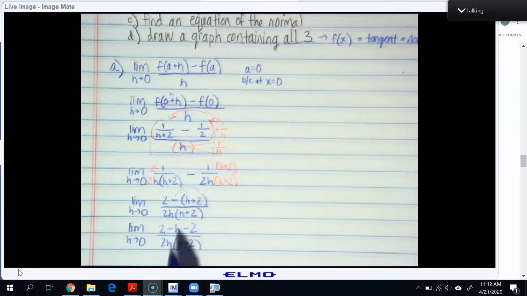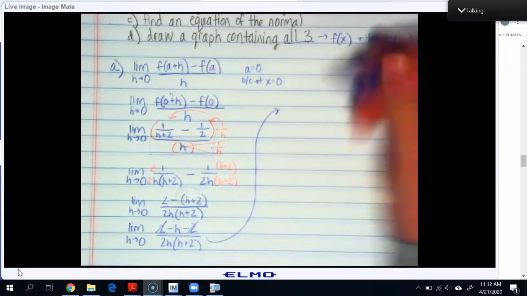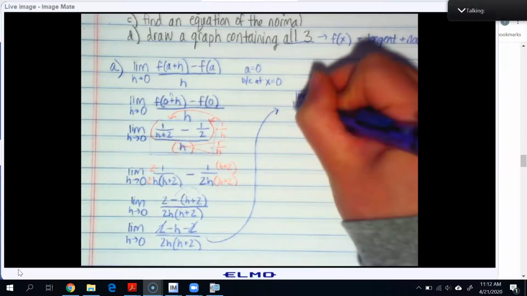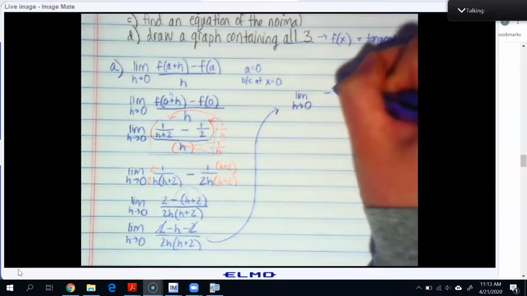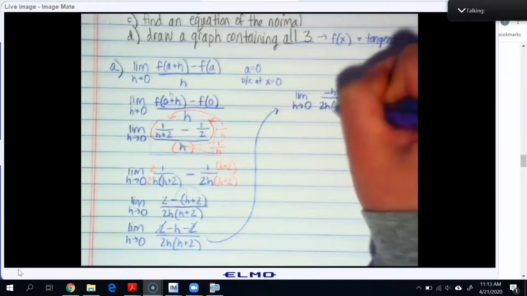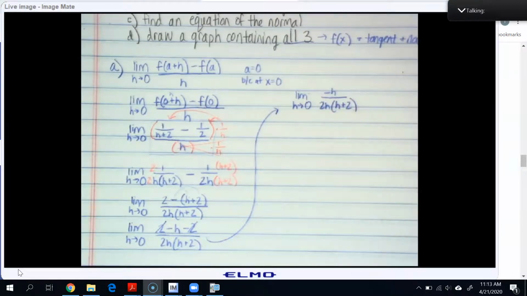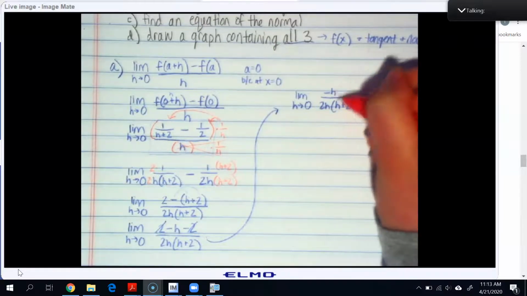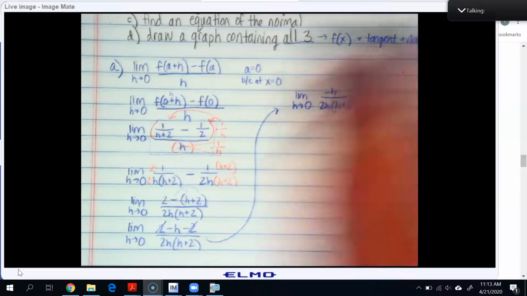And that means 2 minus 2 is 0. So I'm going to swing it up here. The limit as h approaches 0, now I have negative h divided by 2h times h plus 2. And this is what we are hoping to get to, because now I can see, oh, h in the numerator, h in the denominator, those can simplify.